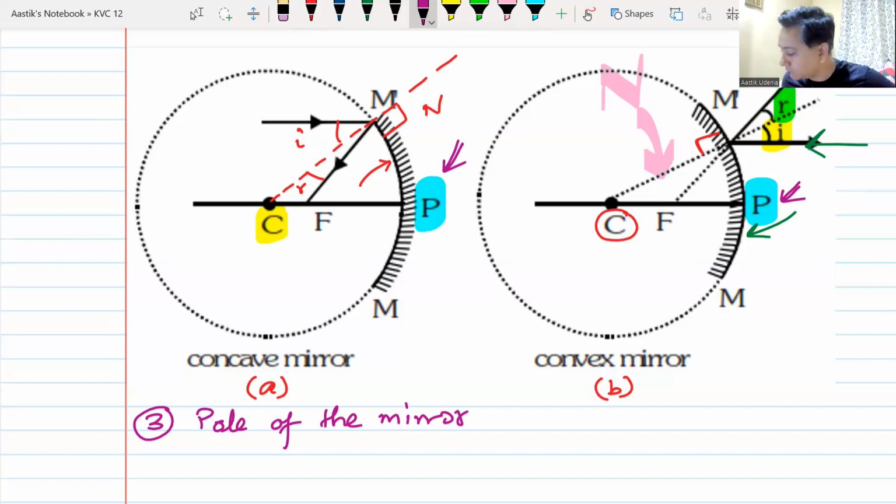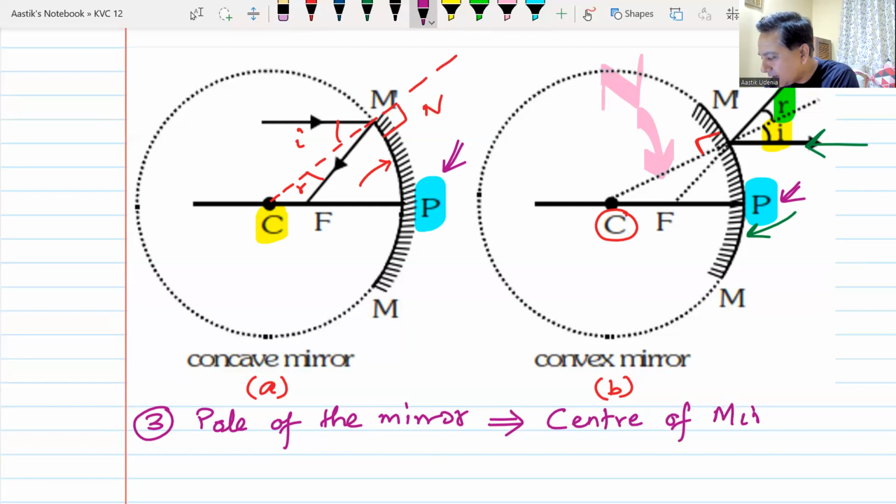Center of the mirror surface. Yes, that is correct. Center of the mirror surface, or you can also say center of the reflecting surface. This is the center of the mirror or the center of the reflecting surface. You can simply write this, and if you can draw the diagram as well, that will help you in understanding the concept of pole of the mirror.